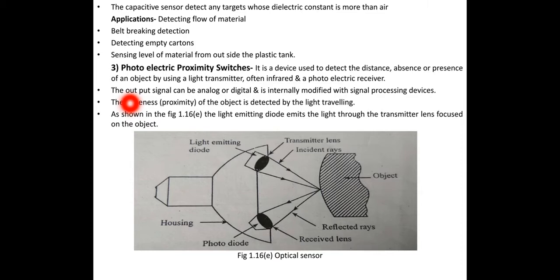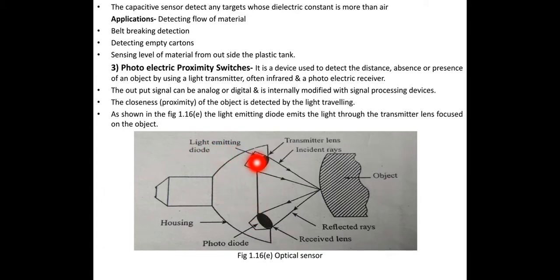Now you see here, this is the light emitting diode. So this is the photodiode. This is the transmitting lens. So this is the light emitting diode, this is the photodiode.